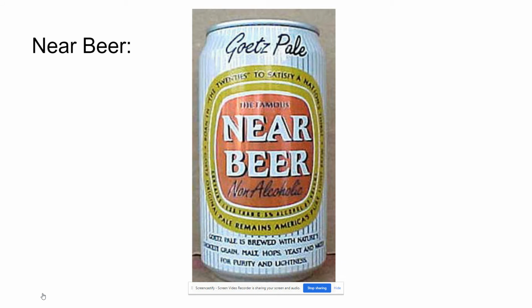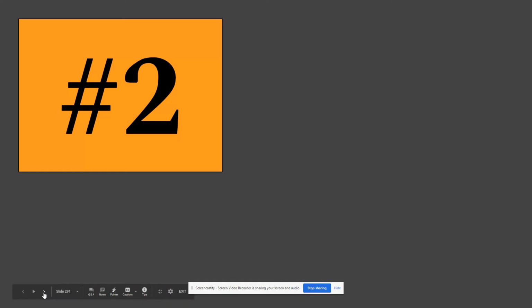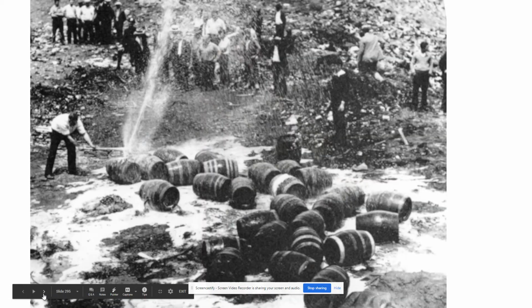But many of these companies still made near beer, which is basically non-alcoholic beer. It had to have less than 0.5%. But a lot of companies transitioned to making soda, which of course has had a great effect on the health of our country. But that's when soda really took off. And #2, part of the Volstead Act, the U.S. Treasury Department was given the power to enforce prohibition at the federal level. So they just hunted it, searched for it, all this illegally produced alcohol.